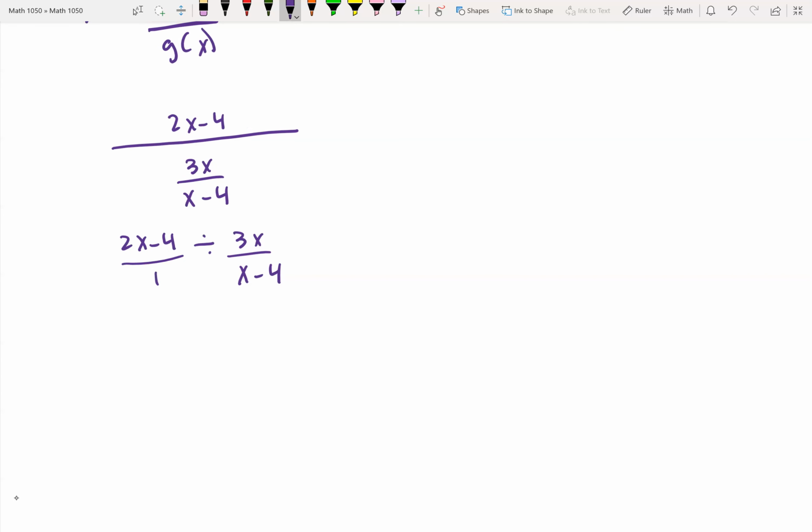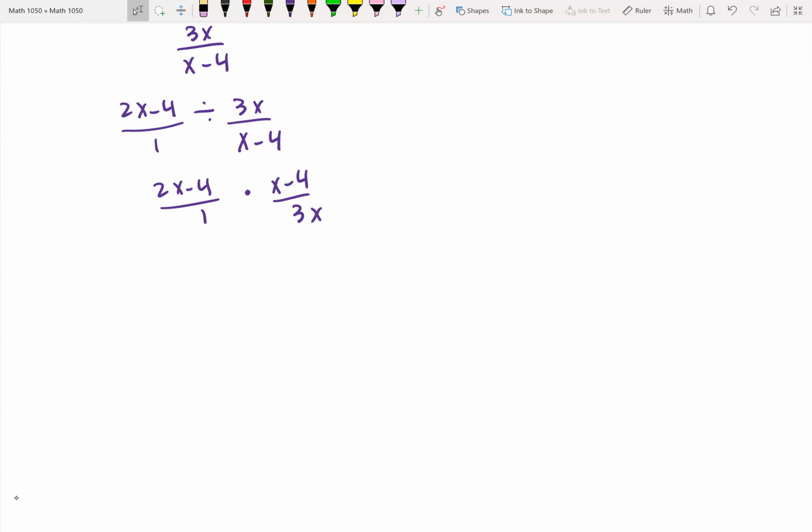Put a 1 underneath it. Change your division to a multiplication and flip the second guy upside down. And now nothing will cancel. So on the bottom I have a 3x. On the top I have to FOIL.